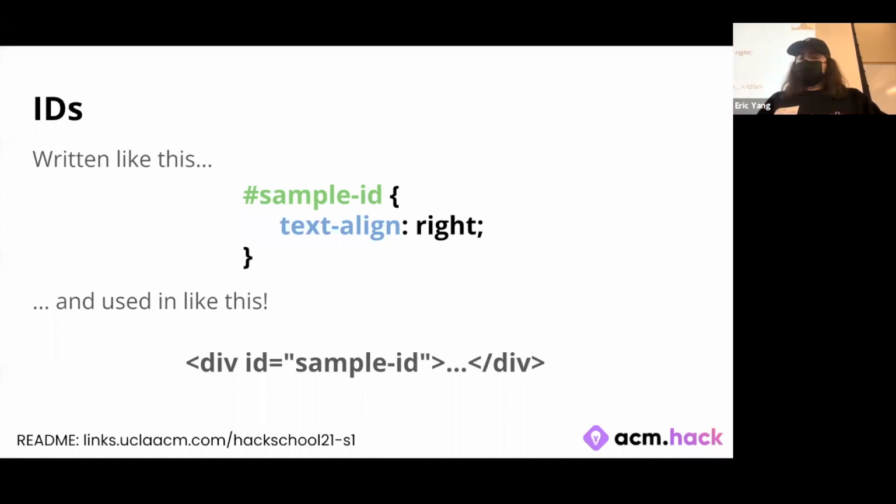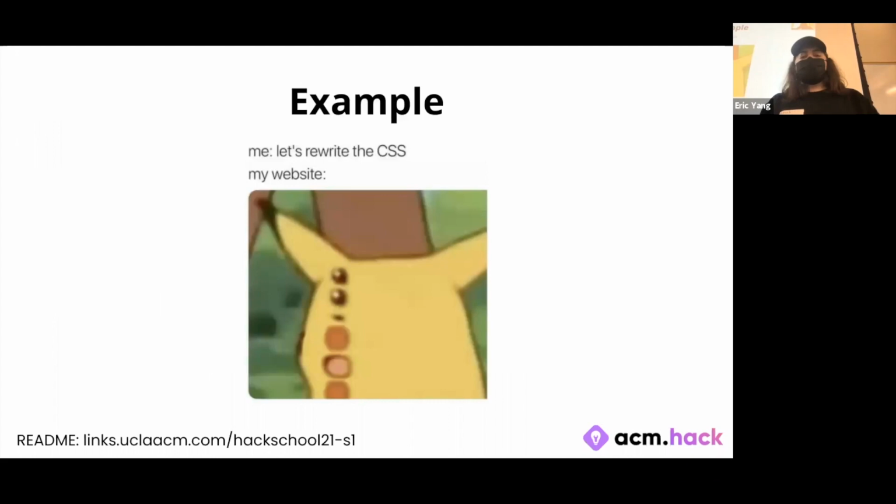IDs are very, very similar, except instead of a period, we use a hashtag. Again, you can put any kind of name that you want for your ID, any kind of rules in there, and it must be applied to only a single element. And very similarly in the HTML file, you write id, then an equals sign, and then in quotation marks the name of the ID, omitting the hashtag. All right, so let's get into a little bit of an example. Before I go, are there any questions so far?